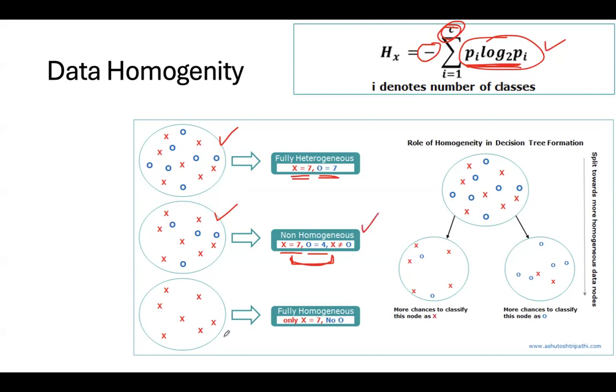And in this particular case, you have only 7 crosses. So the entropy would be 7 over 7 log 7 over 7, which comes out to be 0. Right? I hope this is clear.